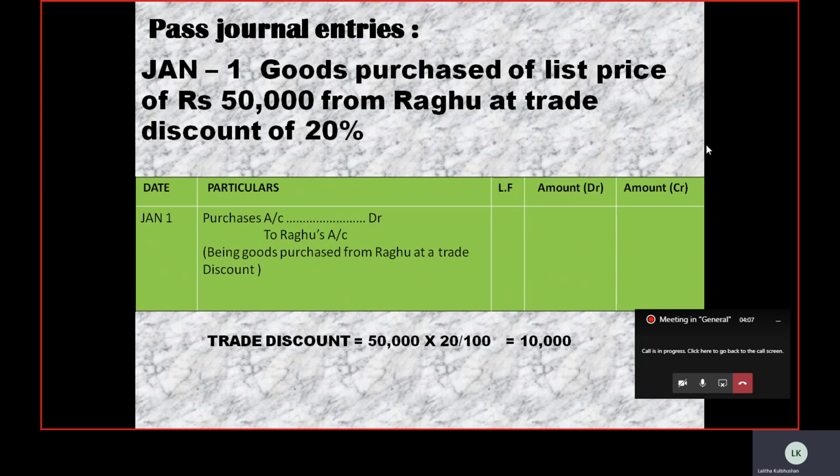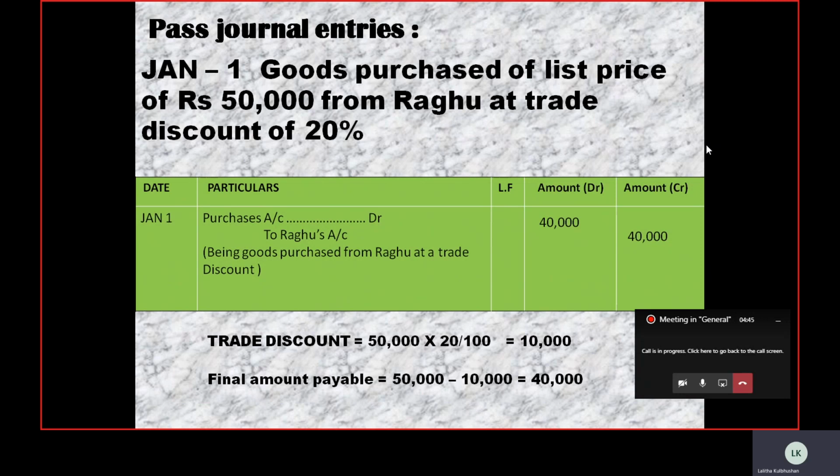Now the next, here we are going to discuss how to deal with the treatment of the trade discount. The trade discount basically will be calculated on the list price. So 50,000 into 20 upon 100. So the amount of the trade discount is going to be how much? 10,000. As we have already discussed, children, the trade discount need not be shown in the books, so the trade discount will be excluded from the list price by deducting it. So 50,000 minus 10,000 is the net amount payable. That is how much? 40,000. So we will show in the journal entry 40,000 and 40,000.